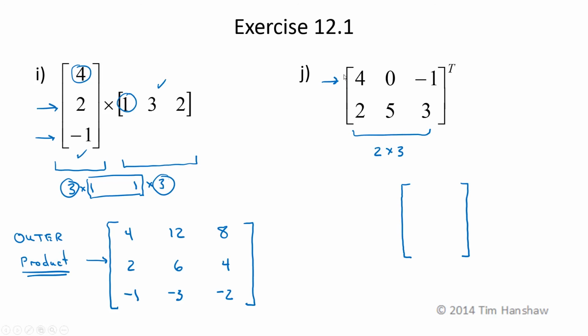The first row of this matrix just becomes the first column of this matrix, so it's 4, 0, -1. The second row of the operand matrix becomes the second column in the output, 2, 5, 3. It's as easy as that.